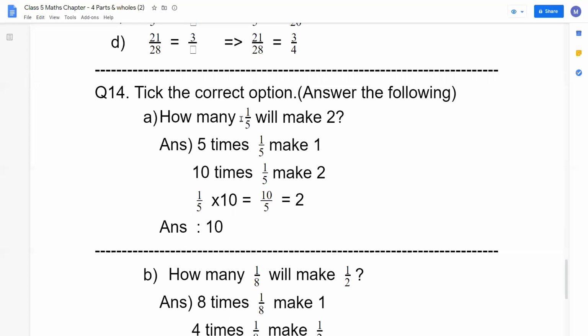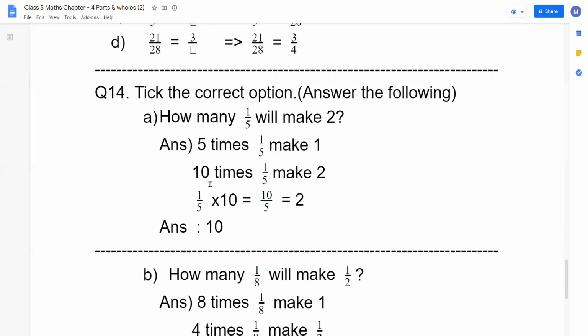So here take the fraction 1 by 5. Here the denominator is 5. So we can say that the whole thing is divided into 5 equal parts. In that one part is 1 by 5. So we can say that 5 times of 1 by 5 will make 1. And we have to make the answer 2. So double of that. So what is double of 5? 10. So 10 times of 1 by 5 will make 2.